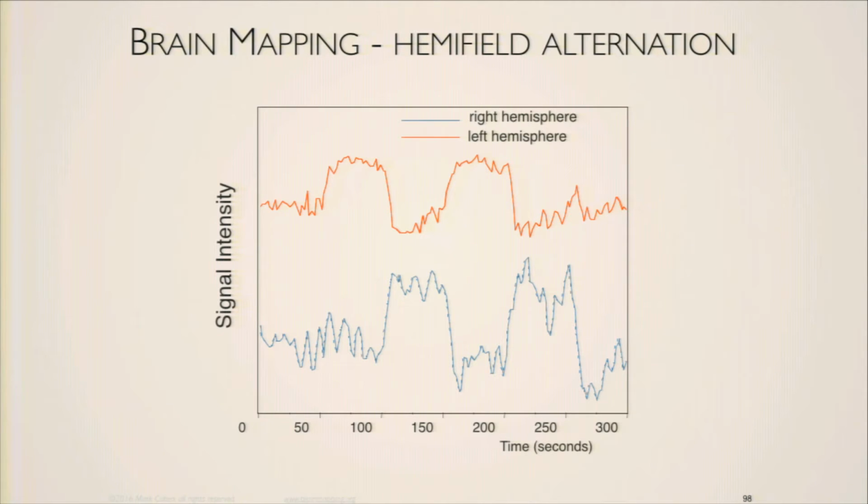You shine light in the right visual hemifield or the left visual hemifield, and you activate the contralateral portions of the brain. So here, light is turned on the, let's see, this is the left hemisphere, it's turned on the right visual field, signal goes up. If you switch the sides, you get the inversion from this. You get a very crude map of visual fields in the brain.